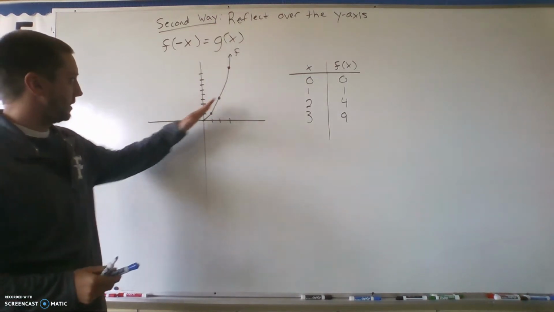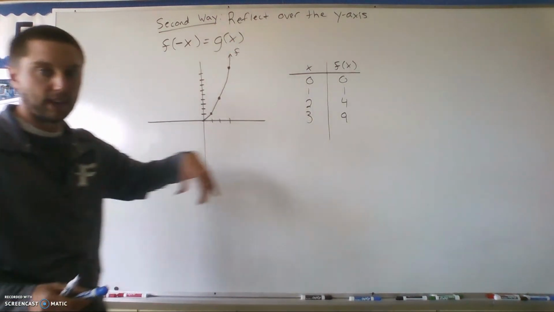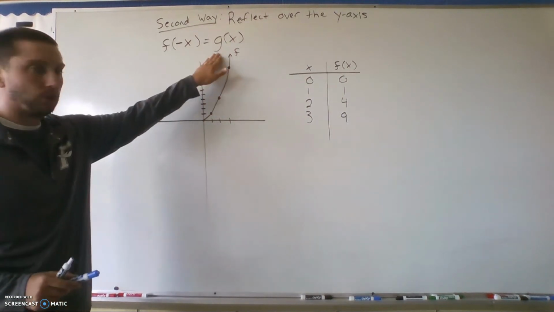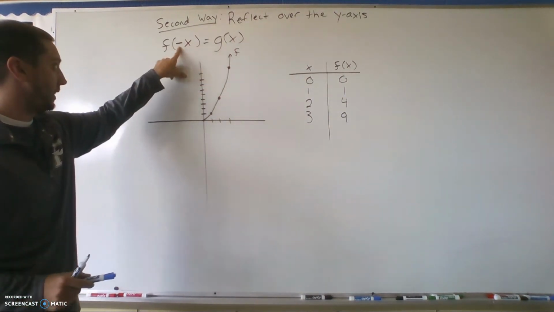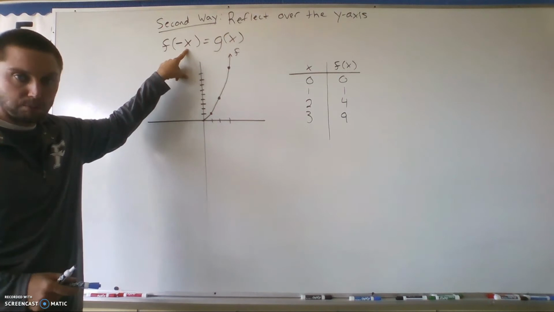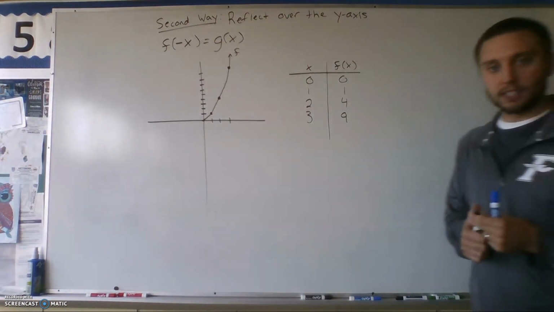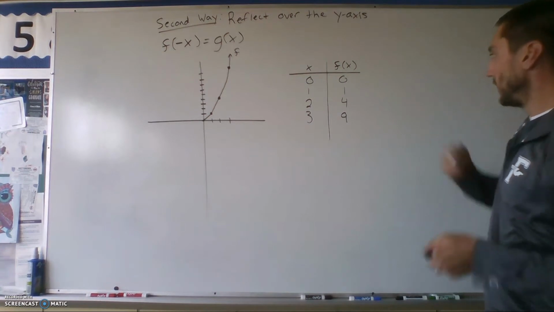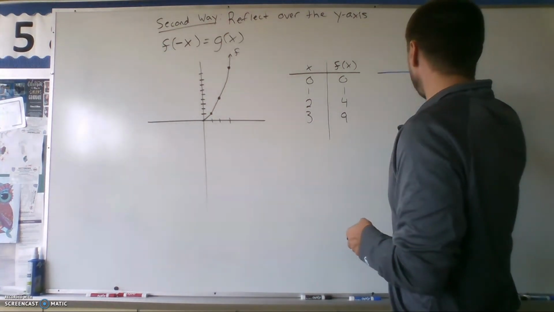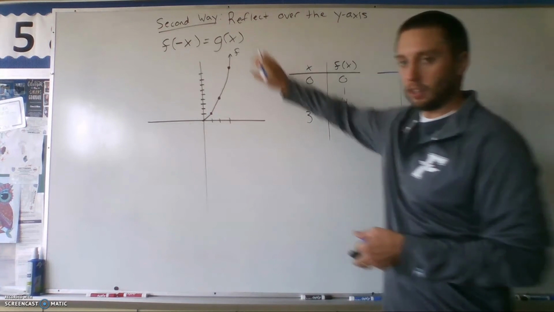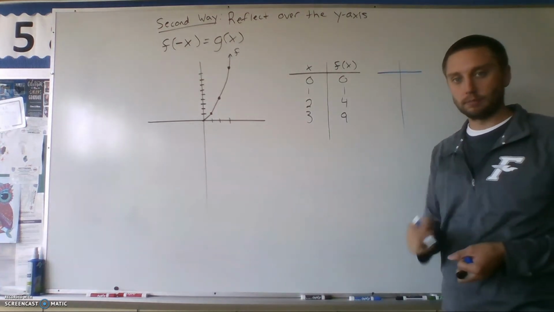Okay, so we started with f of x. Here's my table for f of x. And now we're going to try to create this new function, g of x, by taking a negative and throwing it in front of my input values. Okay, so go ahead and see if you can pause the video and make your new table for g of x based on our definition here. So ready? Pause.